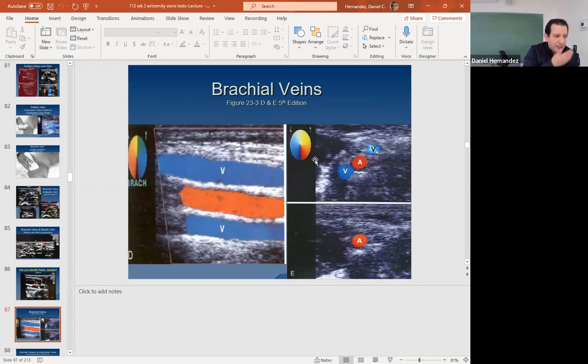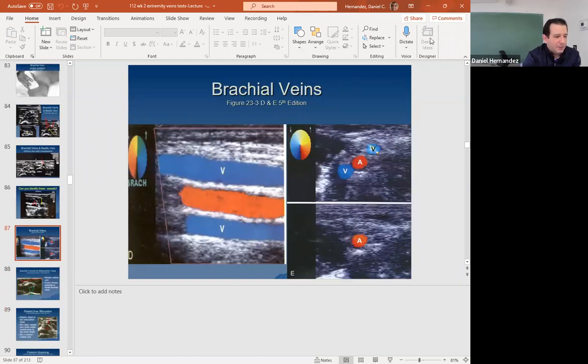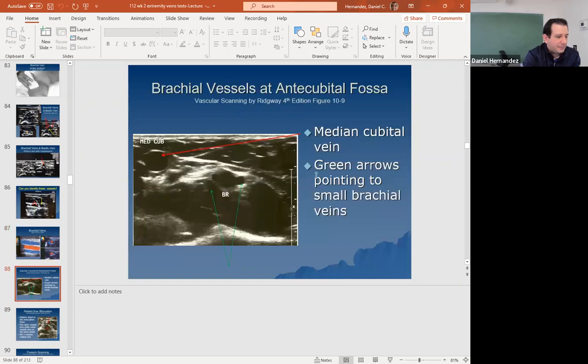It's just some images now for the brachial veins again. These are going to be paired, two veins, one artery. This would be with and without compression. The brachial veins can be visualized all the way down at the antecubital fossa. They don't actually split until you get into that proximal forearm.